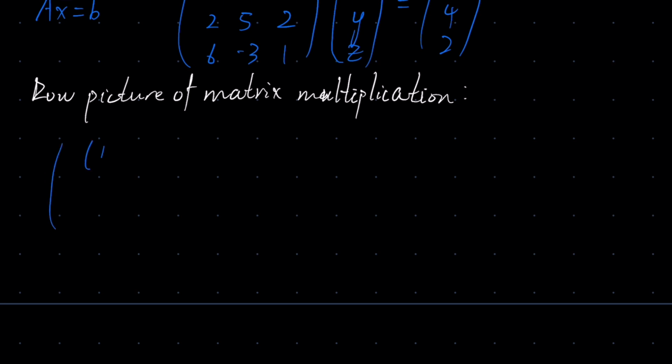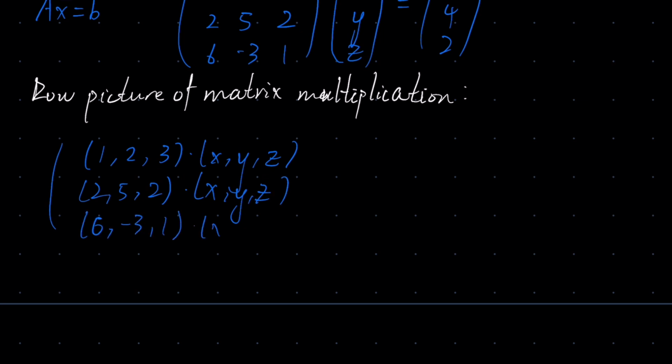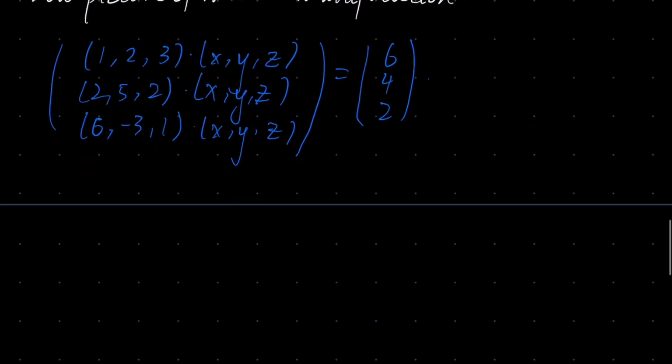Now notice that we can write this equation as the vector 1, 2, 3 dotted with the vector x, y, z. Nice. We can also do the same for the other rows. And that's equal to the right-hand side vector, 6, 4, 2. Nice. So that's a nice interpretation of matrix multiplication, a series of dot products.